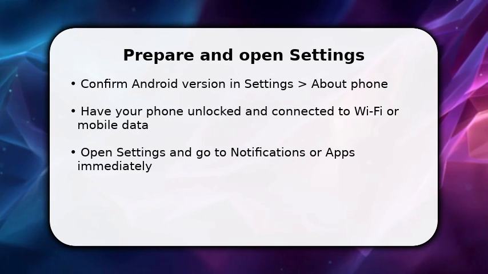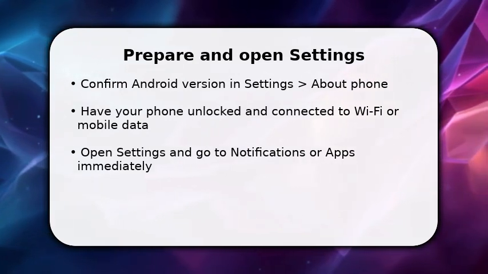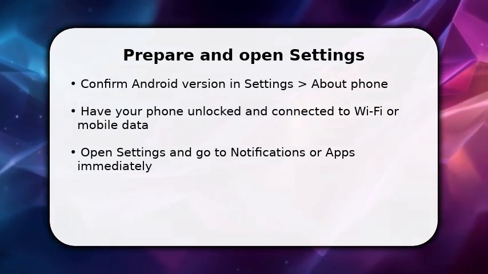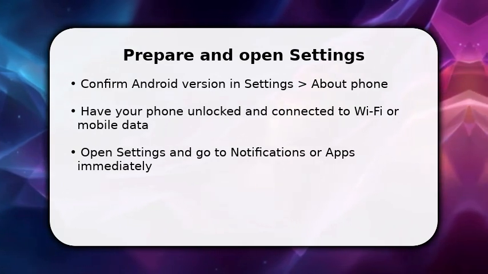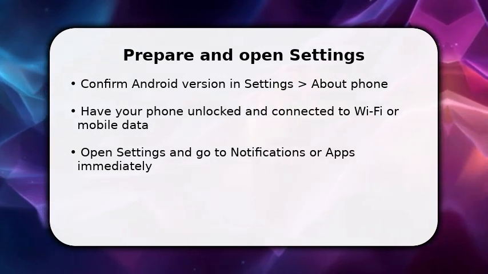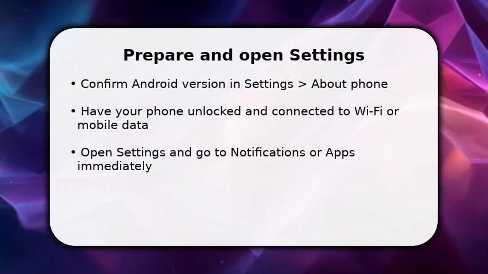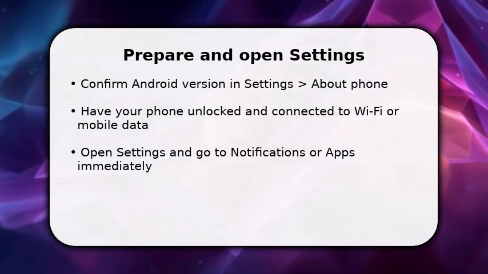You'll start in Settings because that's where control lives. First, check About Phone to know your Android version. This affects menu names. Once done, open Notifications or Apps. Make sure the device is unlocked and on Wi-Fi for updates.